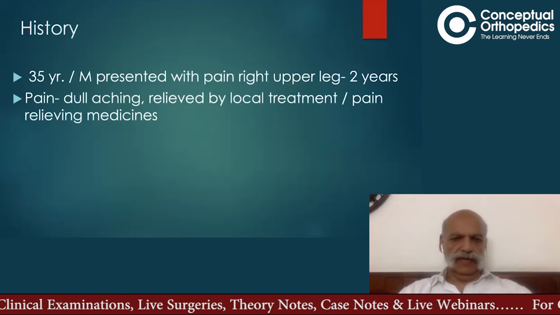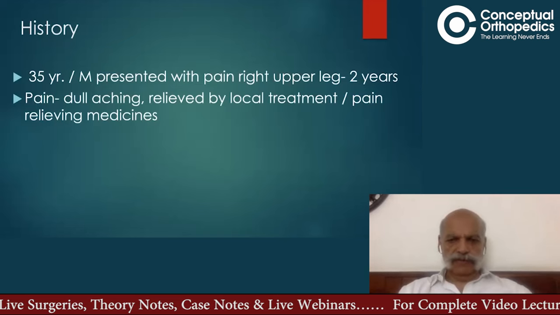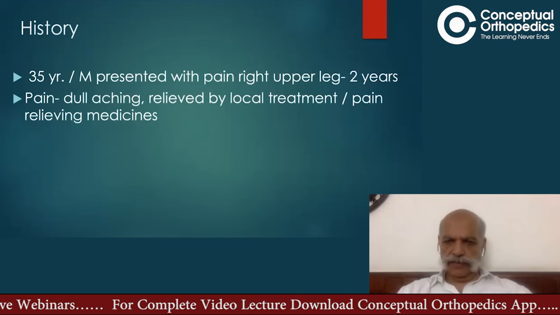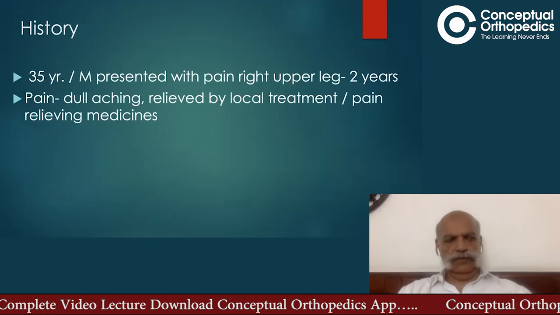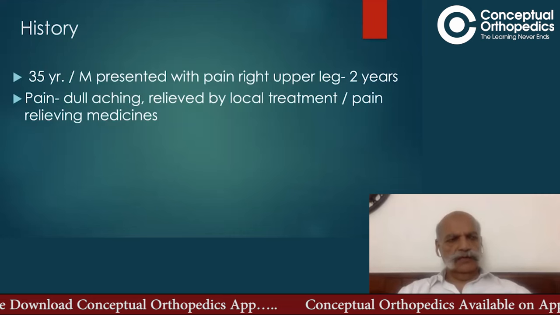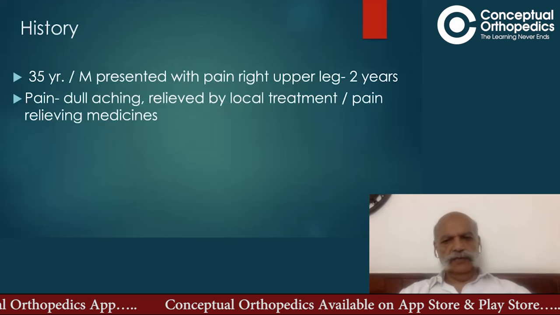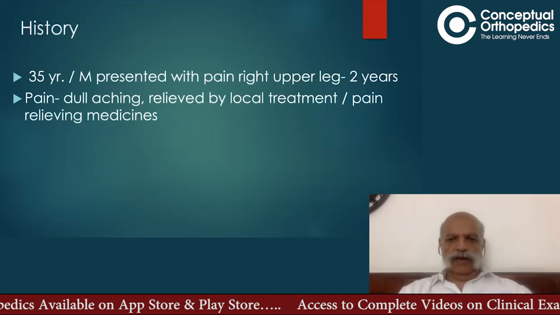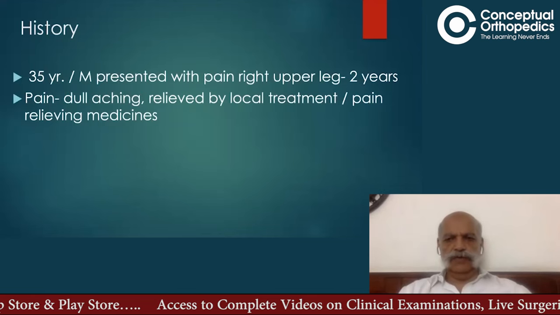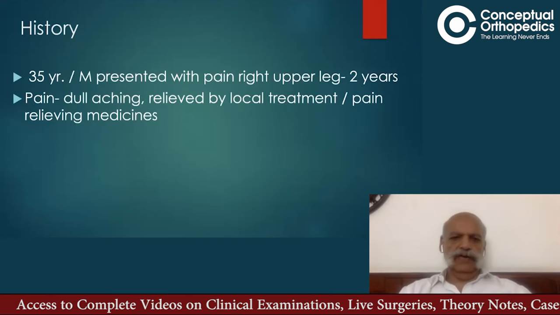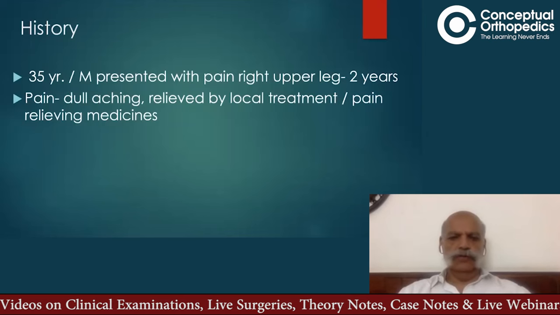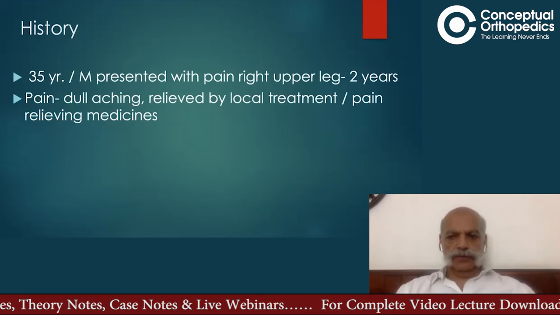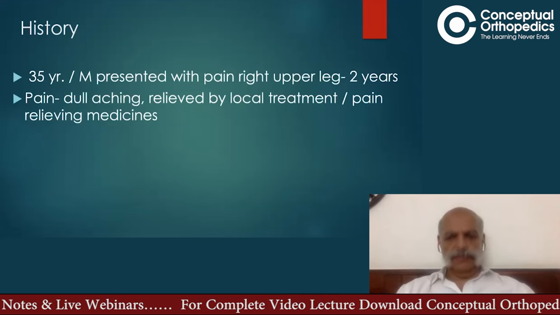It was some sort of a dull, aching pain, which was relieved by at times going to a local practitioner, which means not an allopathic practitioner, but the conventional old type of treatment, like some leaves or some ointment applied onto the local area, and the patient said that he used to feel relieved. Thereafter, there were some instances where he was advised to take some tablets, and we believe these were pain relieving medicines, by consuming which also he would become comfortable. Simply pain free, but comfortable. And it is important to note that the duration of this pain had been 2 years.